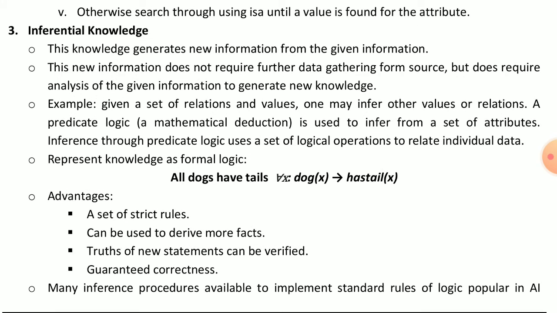Here some rules are given, and we can follow those rules and they can be used to derive more facts. We can use factual details only. We can't use general, supposed data. Then the truth of new statements can be verified. We can take some facts and verify whether the fact is right or wrong. And then the guarantee of correctness is also given. So these are all advantages of inferential knowledge.